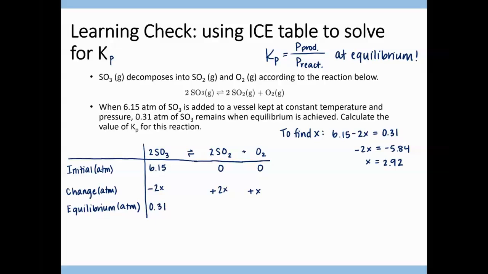If you have all values in one of these columns for any species, you can use that to find x. Here, we only have the equilibrium value for SO3, so we need to use this column to solve for x. And then now we can say 2x is the equilibrium pressure of SO2, and x is the equilibrium pressure of O2. You have a question? No. Okay.